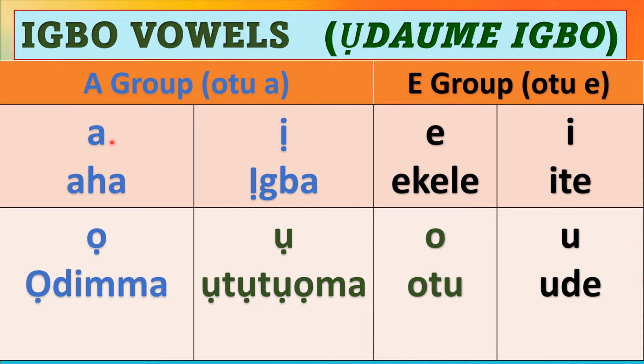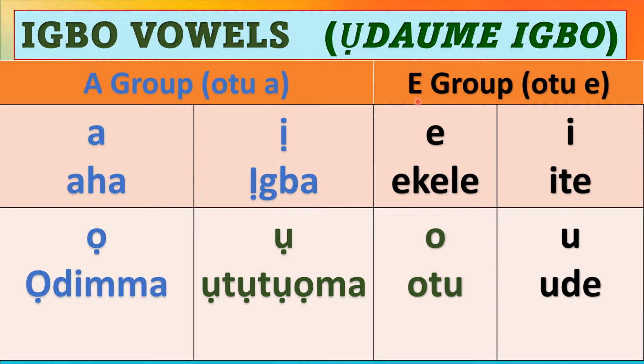So A as in aha, E as in Igba. Aha is name. Igba is drum. O as in Odima, which means fine. Ụtụtụ ọma, which means good morning.